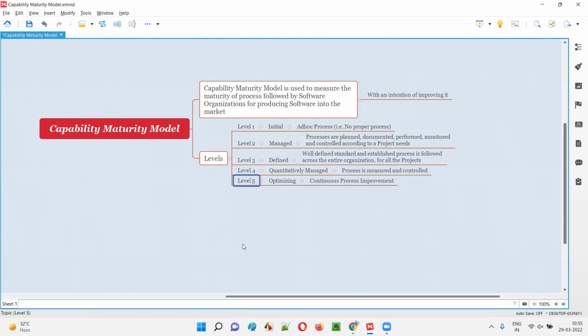Now coming to the last level, it's called the optimizing level. Here continuous process improvement is there. The process is not just followed or measured, it's continuously improved day by day. Continuous process improvement implementation is there in this level of CMM.